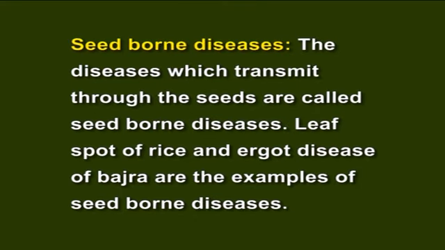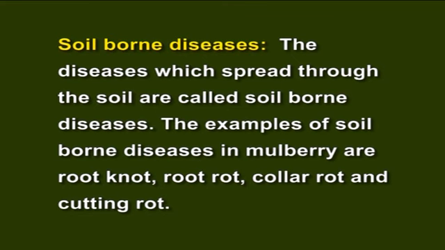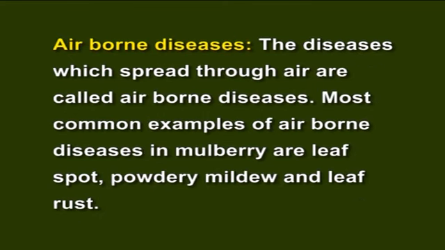Seed-borne diseases. The diseases which transmit through the seeds are called seed-borne diseases. Leaf spot of rice and ergot disease of bajra are examples of seed-borne diseases. In mulberry, there are no seed-borne diseases. Soil-borne diseases. The diseases which spread through the soil are called soil-borne diseases. The examples of soil-borne diseases in mulberry are root knot, root rot, collar rot, and cutting rot. Airborne diseases. The diseases which spread through air are called airborne diseases. Most common examples of airborne diseases in mulberry are leaf spot, powdery mildew, and leaf rust.